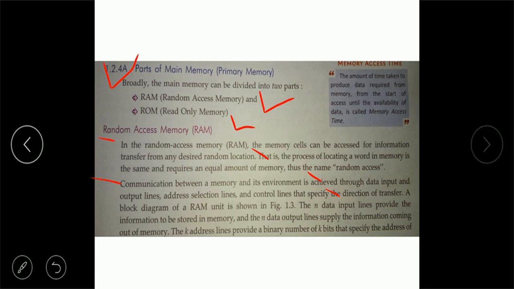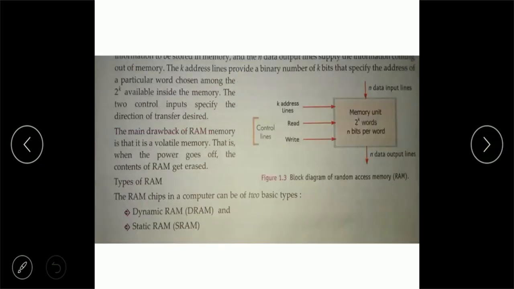First let's see the figure. Here is the figure. This is the memory. In memory, the n data input is given with the data input line. It comes to the memory, and n data output is given with the data output line. There are k address lines. There are control lines. Two control lines are there, the read control line and the write control line. Now let us see in the previous figure.